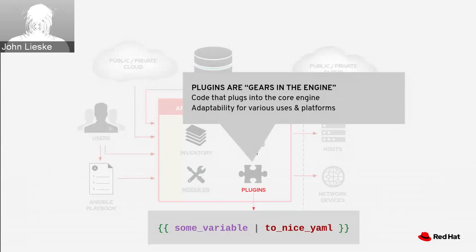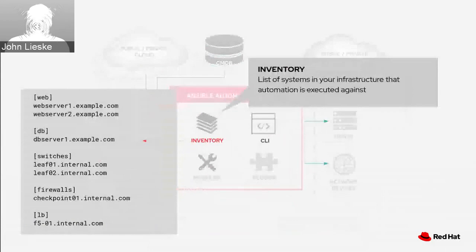Modules within tasks act against your inventory, which consists of hosts and groups. In this example slide, there are 2 hosts from the web group and 1 host in the DB group listed by fully qualified domain name. They can also be listed by IP address or host names that are alias to an IP address. They basically need to be network accessible.